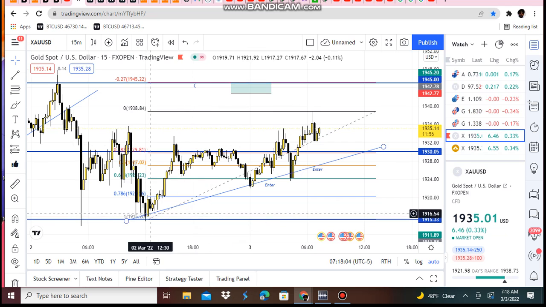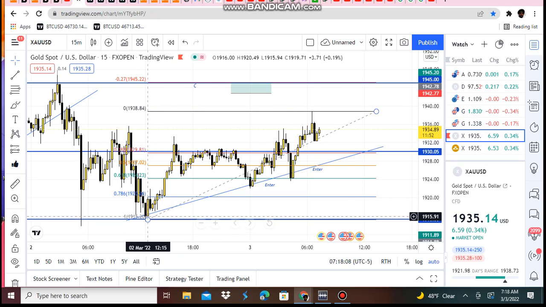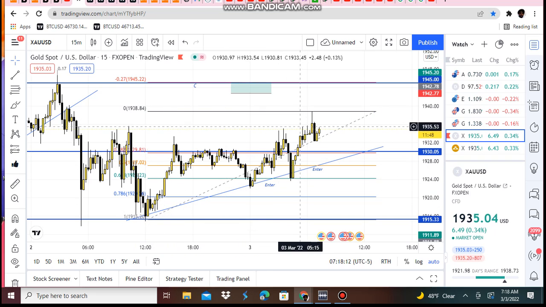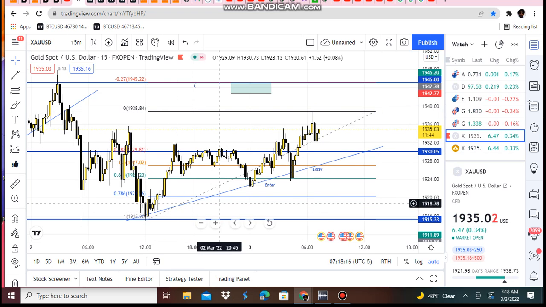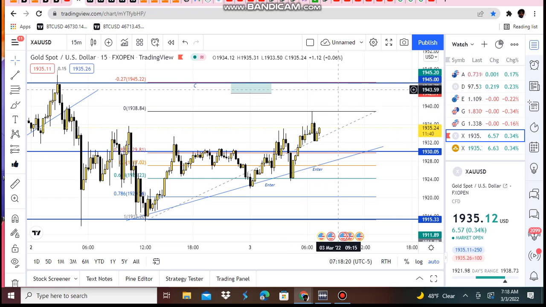But since March 2nd, now it's March 3rd, we've been in an uptrend since March 2nd. Price has been making higher highs and higher lows and higher highs and higher lows and higher highs. Since March 2nd, we've been in this uptrend. You can see these candlesticks above this trend line. We've been in an uptrend.